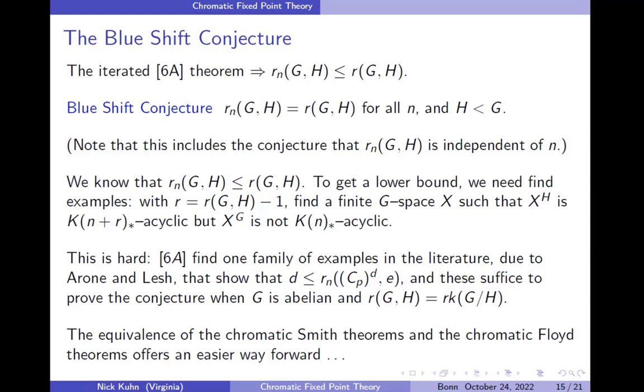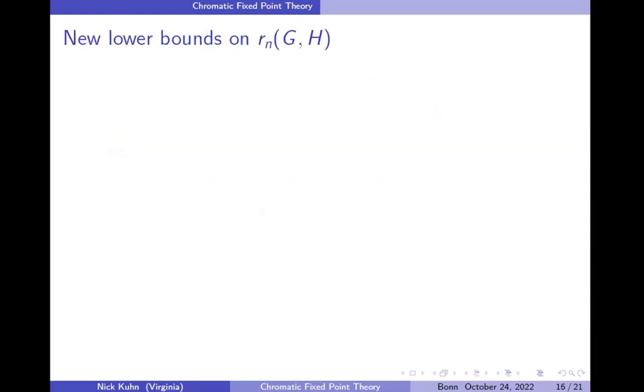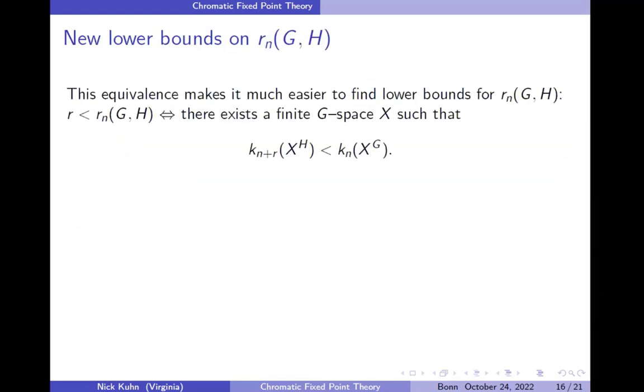So it's already a little scary because it's hard to explain this to anybody who's not an algebraic topologist. Why do I care about this? Anyway, it's like dark matter, right? You know, it's all over there, but you can't see it. Okay, so anyway, the equivalence of the Smith theorems and the Floyd theorems gives you a much easier way to do it. Okay, so much easier to find lower bounds.